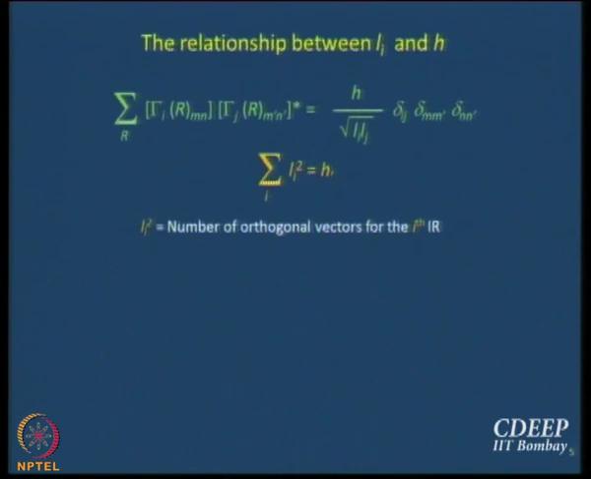Do you agree with me that Li square is the number of orthogonal vectors that I get for the ith IR? Each matrix is Li by Li. So Li square, there is a total number of matrix elements. So the issue is that if you take a sum of that, then that will give you the total number of orthogonal vectors. And from the property of orthogonal vectors, it is not very difficult to show that that total number has to be less than or equal to H.